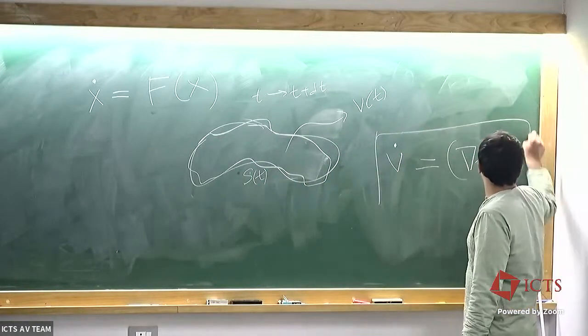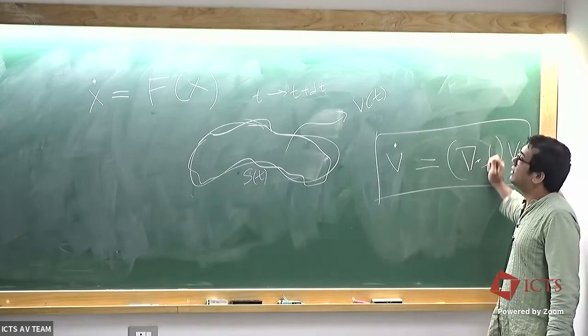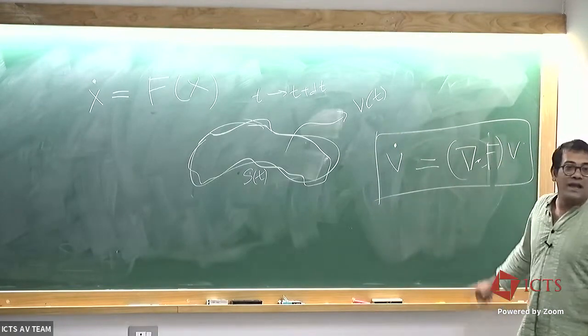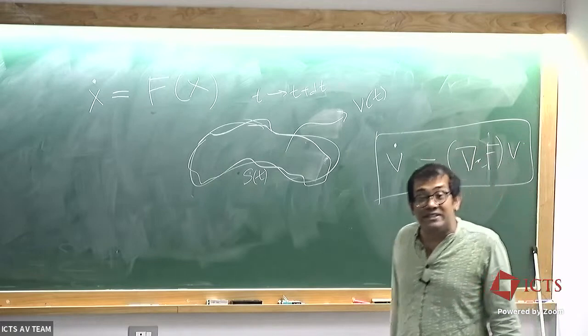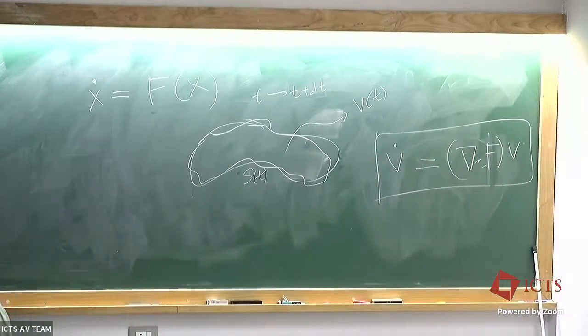So it turns out that if the right-hand side has a divergence which is negative, right? So V dot equal to some minus C into V, that would mean that the phase space volume will shrink exponentially, right?